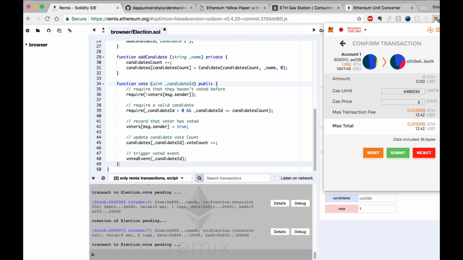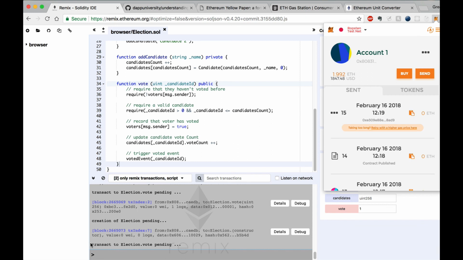We'll still say the gas price is 3. Let's just do 1 for easy math. I'm going to say this is the maximum amount of gas we want to pay. We're willing to pay 1 gwei per unit of gas. So at most, our transaction is going to cost us $4.14. But the actual cost is going to be much less than that, and that's what we'll observe here in a second. So let's submit our vote.